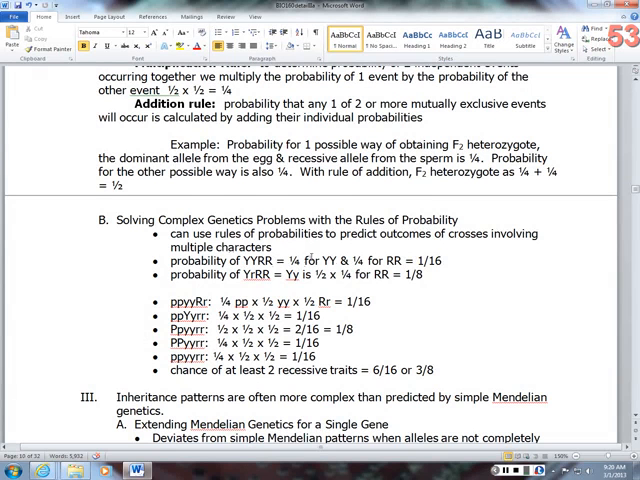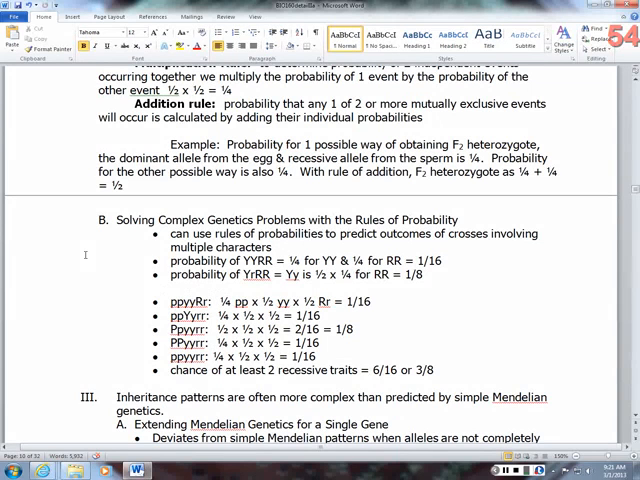So your probability of getting YYRR, 1/4 to get the double capital Y, 1/4 to get the double capital R. So when you do the rule of multiplication, it's a 1/16 chance of getting both of those together. Probability of getting the 1 big Y, 1 small y, and 1 big R and 1 small r, for the Y component is 1 in 2. For the R component is 1 in 4. Now you have a 1/8 probability. So you can just continue that on with the addition or multiplication rules for doing 3 in there.